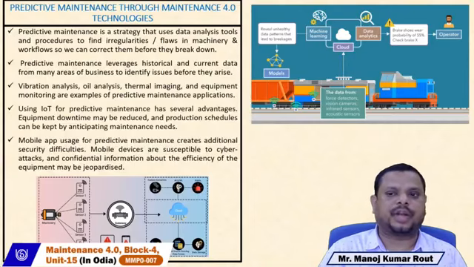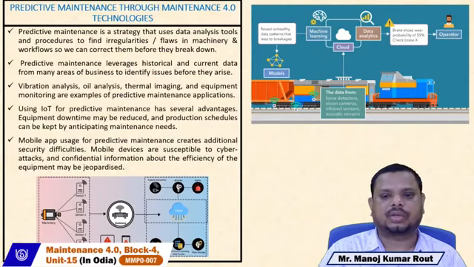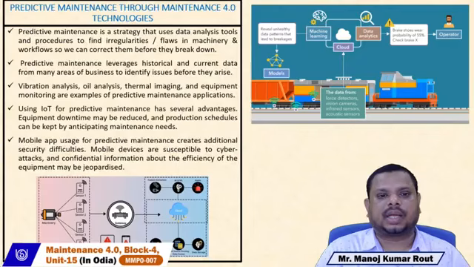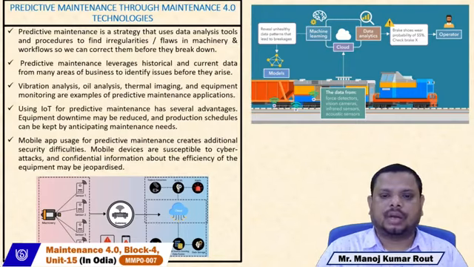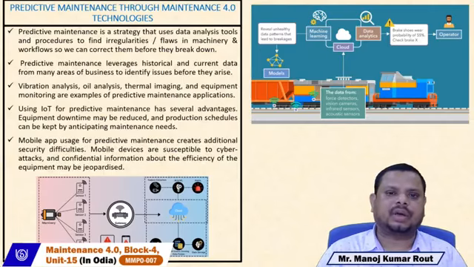If you go to point number one, the predictive maintenance strategy uses data analytics tools and procedures to find the irregularities and flaws in machineries and workflow so we can correct them before they break down. So let's take the example of data analytics tools which are assigned to these particular trains. For example, the railway train is taken as a model and they reveal the unhealthy data patterns that lead to breakage. So this information goes to machine learning.